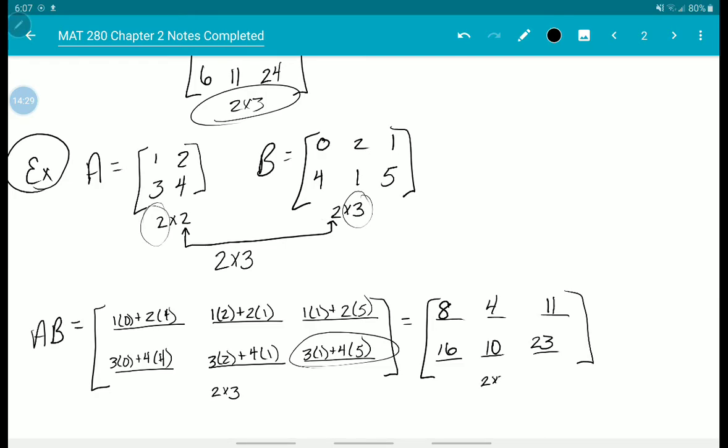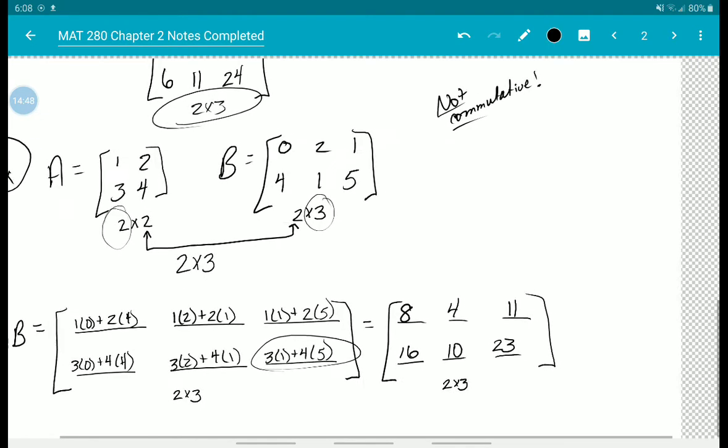Notice that guy was a 2 by 3. What's interesting about matrix multiplication is that it is not commutative. And what that means is that we can't just multiply in any order. That order is going to be super important, and in some cases, that order may not even be defined.